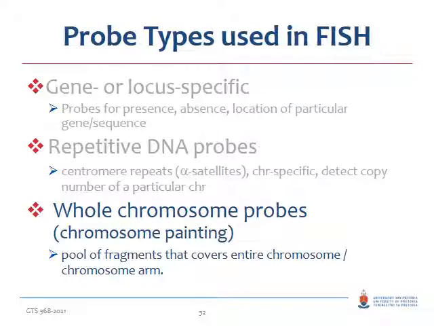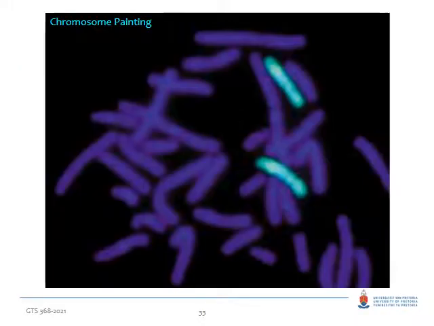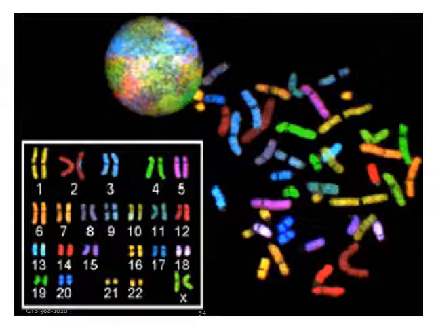So the fragments are basically chosen that cover an entire chromosome or a chromosome arm. And here you can see an example of a single chromosome paint. In this example, a whole chromosome paint.